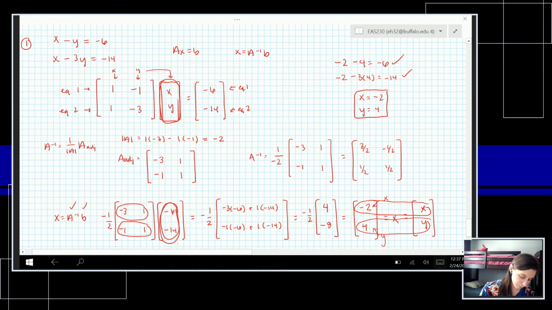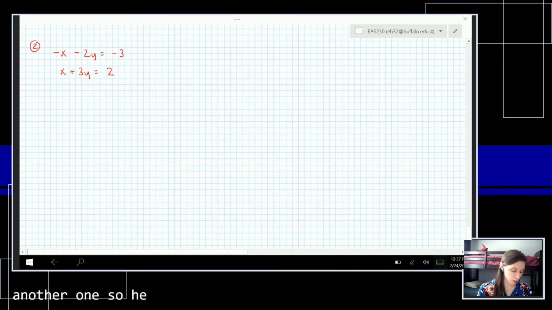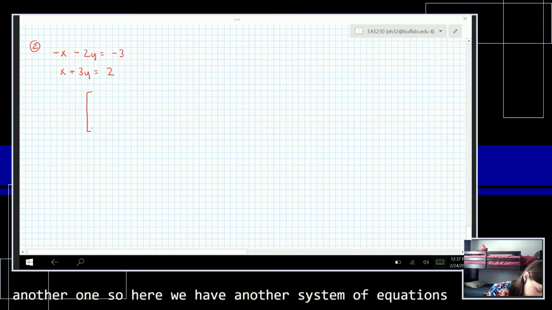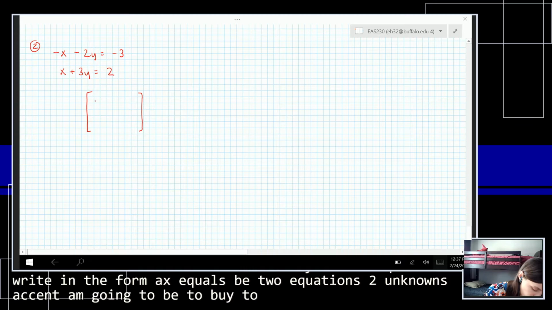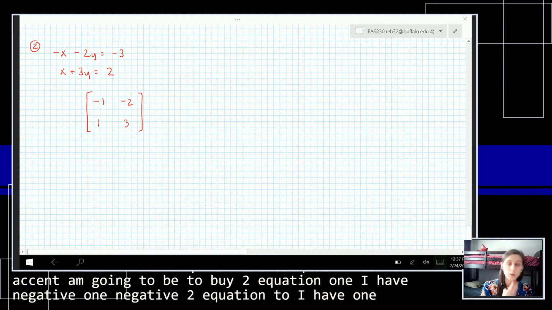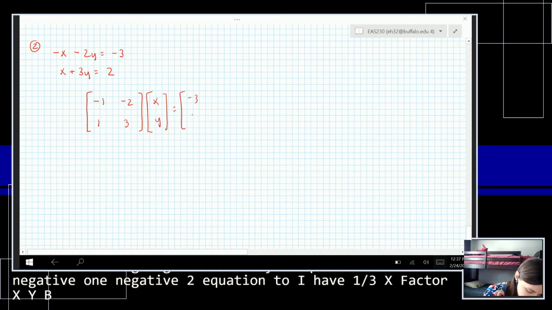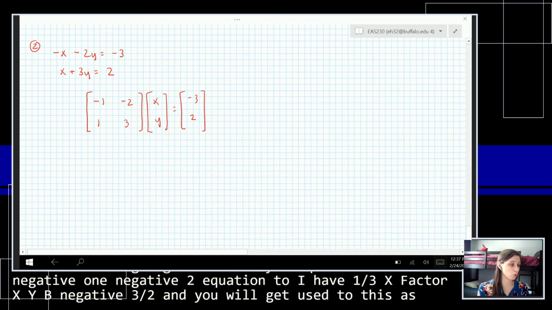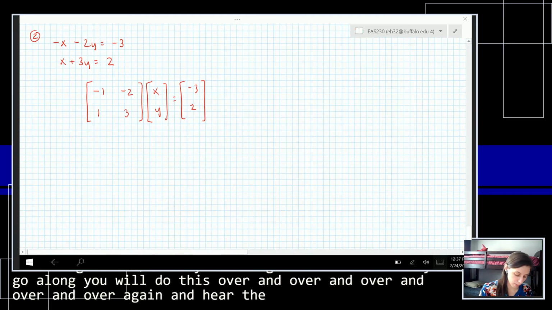Okay, let's look at another one. So here we have another system of equations. Write it in the form of AX equals B. Two equations, two unknowns. A is going to be a 2x2. Equation 1, I have negative 1, negative 2. Equation 2, I have 1, 3. X vector, x, y. B, negative 3, 2. And you will get used to this as you go along. You will do this over and over again. So here's AX equals B.